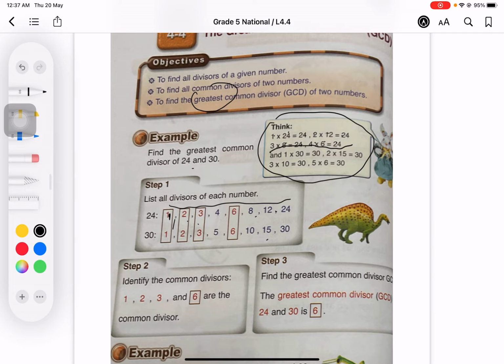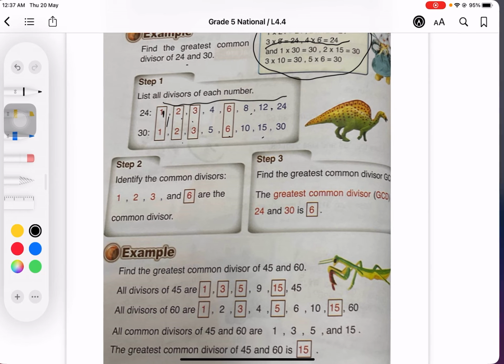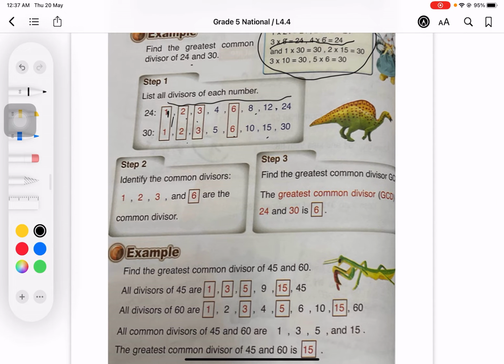Circle the common divisors, okay? You will find that the common divisors are 1, 2, 3 and 6. Which one is the greatest? 6. So the greatest common divisor, GCD, is 6 for 24 and 30.